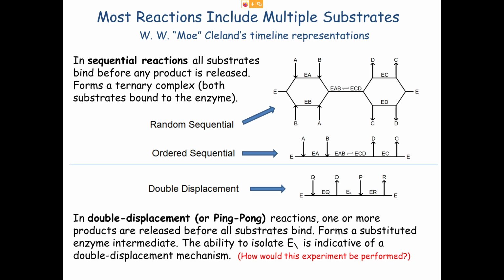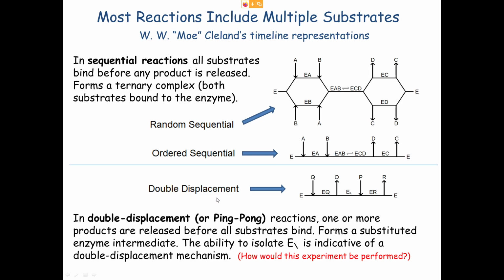The glucose will not bind to it unless ATP binds first. So that's an example of ordered sequential. There are other examples where whichever substrate shows up first binds first. That's random sequential. Those two should make sense. Okay? There is one other one.